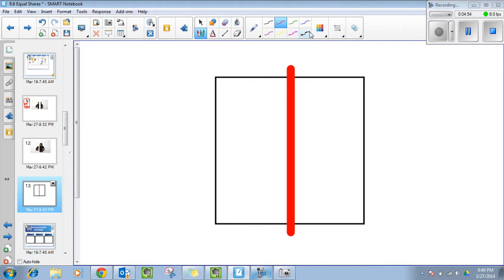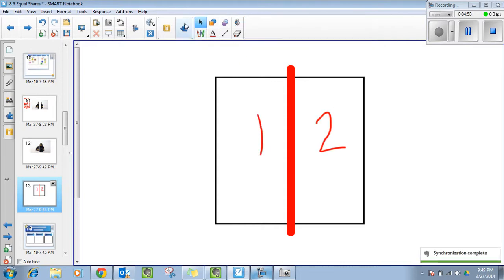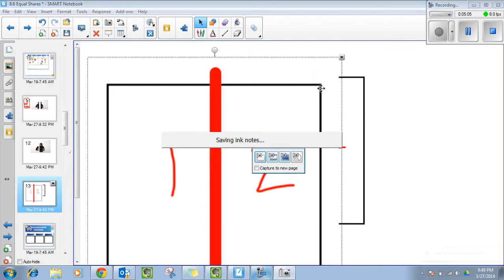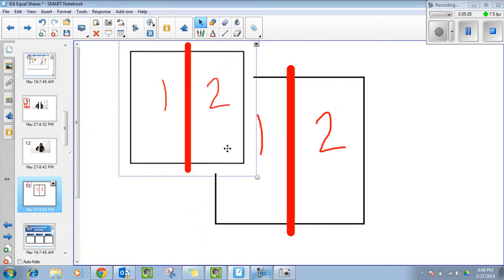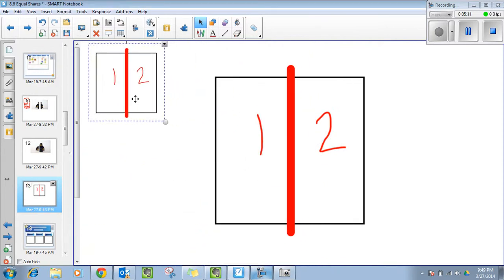Okay, so let me go ahead and I'm going to write the number 1 and I'm going to write the number 2 to show you that we have two pieces. And then what I'm going to do is I'm actually going to snap a picture of this so we can use it as an example here in a second. So we snap that picture. Okay, so we're going to use this picture in a second to show you there's different ways to make halves.